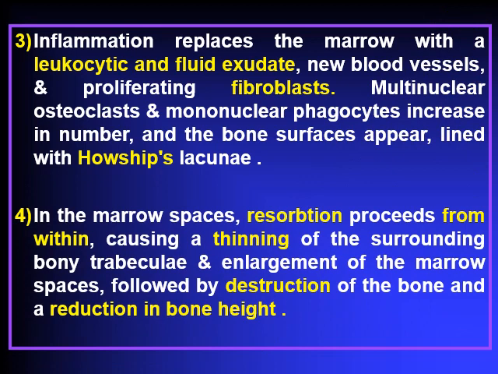But in the marrow spaces, what happens? The resorption occurs not from outwards to inwards, no. It proceeds from within, causing thinning of the surrounding bony trabeculae and enlargement of the marrow spaces. This is followed by the extension of the bone destruction and the reduction in the bone height. So it proceeds from within outwards.